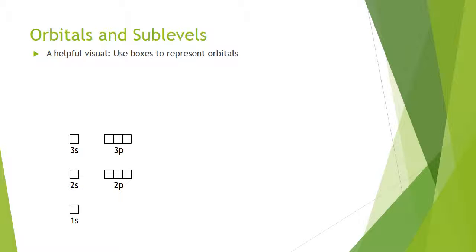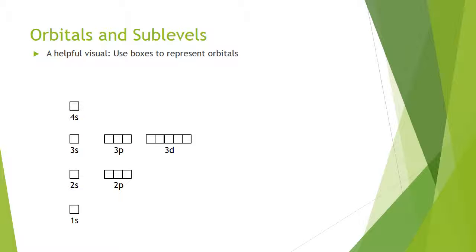Now we get to 3d. Based on our pattern, we have 1 orbital in an s, 3 orbitals in a p, that's 5 orbitals in a d, so I draw 5 boxes to help me remember that. And then same thing with my f, my 4th energy level, and I'll get to f in a second.